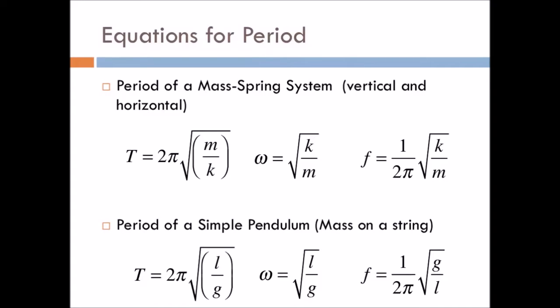Down here we have the period of a simple pendulum, which is simply a mass on a string, and T is equal to period, L is the length of the string, and g is positive gravity.